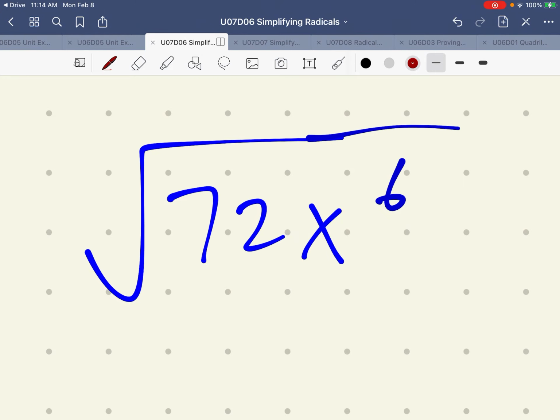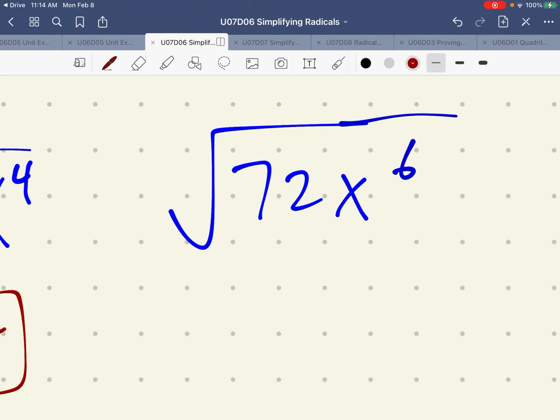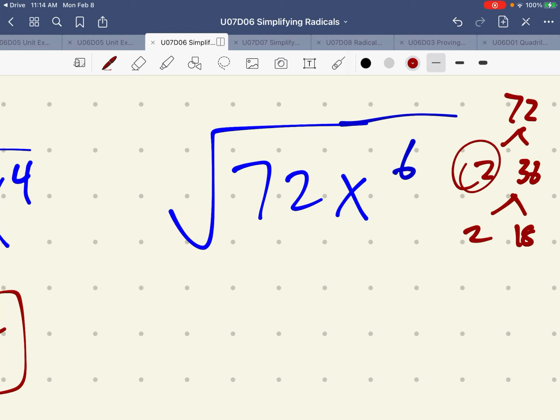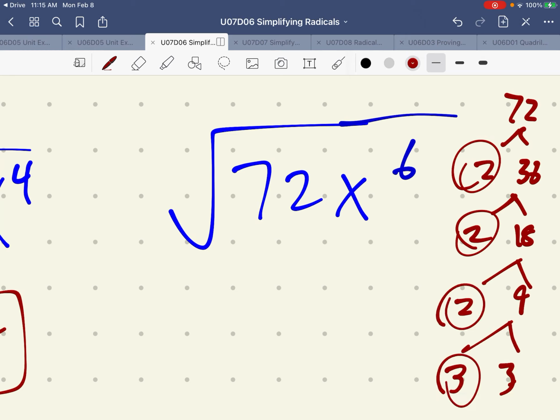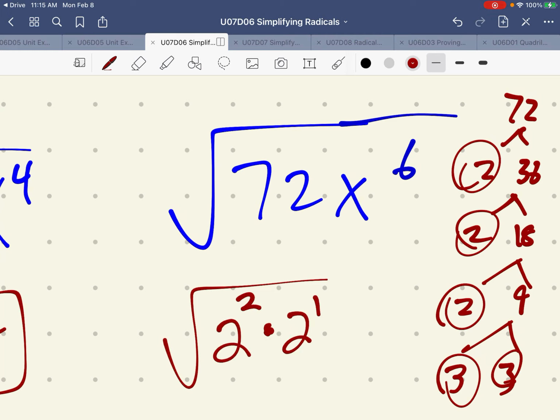If we look at our next example, we're going to take the prime factorization of 72. So 72 will become 2 times 36. 36 will become 2 times 18. 18 will become 2 times 9. 9 will become 3 times 3. So this will simplify to be 2 to the second times 2 to the first. I'm purposely grouping them in even amounts because my index is 2.